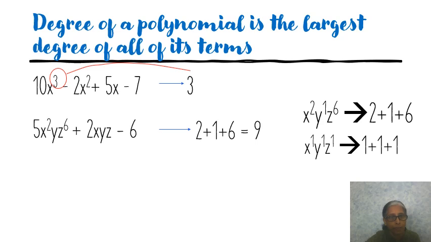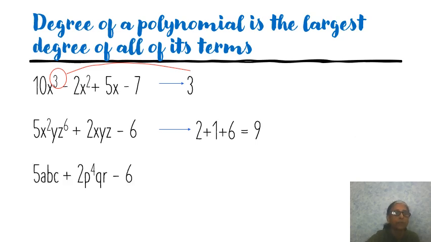Okay. Now next example, 5abc plus 2p raised to 4qr minus 6. Find the degree of each term.